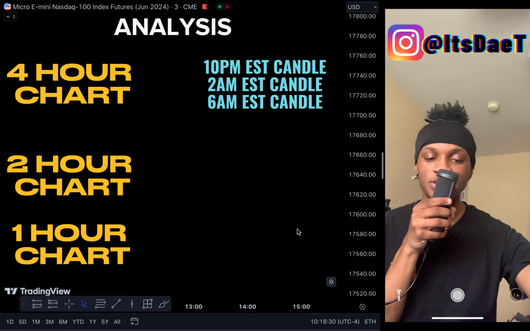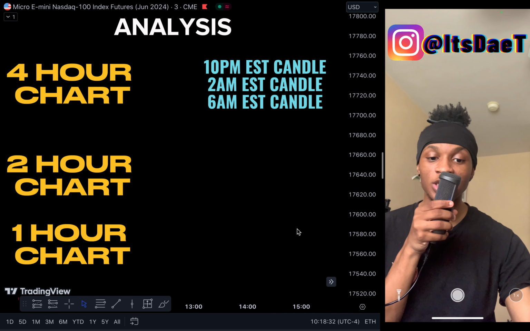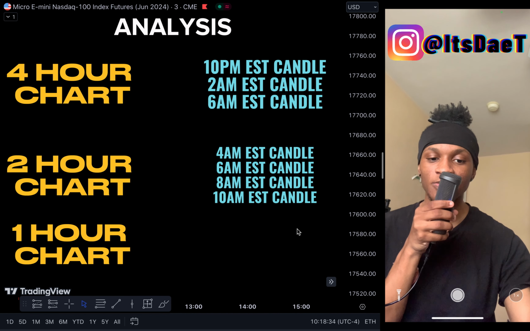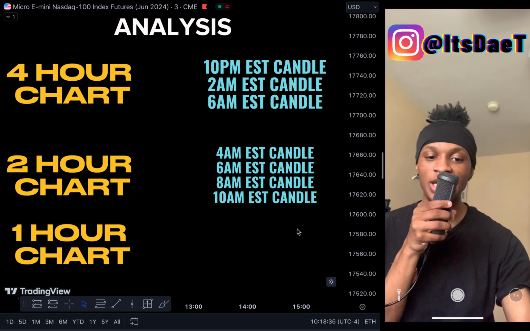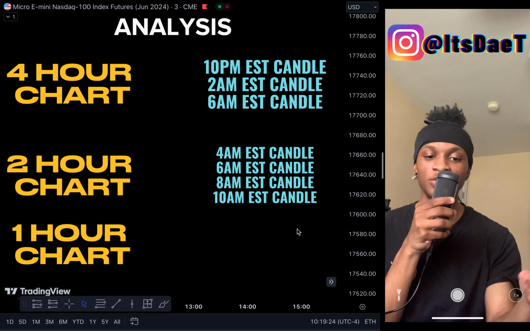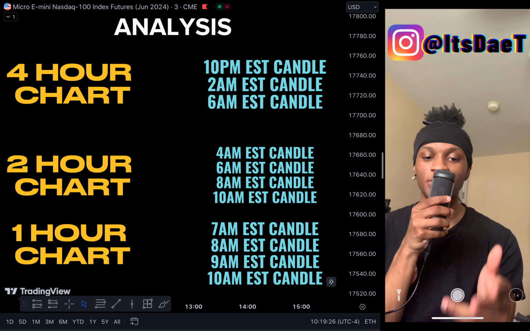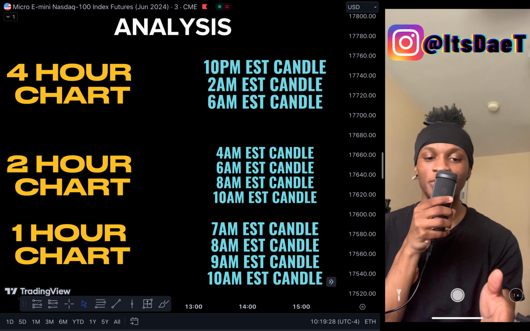Moving on to the 2 hour time frame, the candles that I'm going to be focusing on are the 4 a.m. candle, the 6 a.m. candle, the 8 a.m. candle, and the 10 a.m. candle. And last but not least, on the hour time frame, we're going to be focusing on the 7 a.m. candle, the 8 a.m. candle, the 9 a.m. candle, and the 10 a.m.